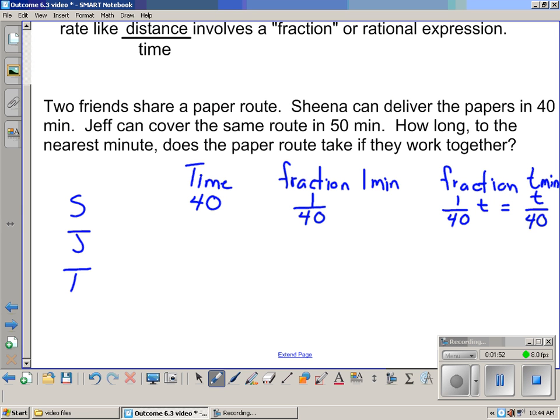Now if we look at Jeff, Jeff can do the whole job in 50 minutes. That means that he can do 1/50th of the job in 1 minute, or t over 50 in t minutes. Now what happens together? Together, they can do the total time. The fraction would be 1 over t of the total time, and the fraction in t minutes would be the whole job, or t over t.